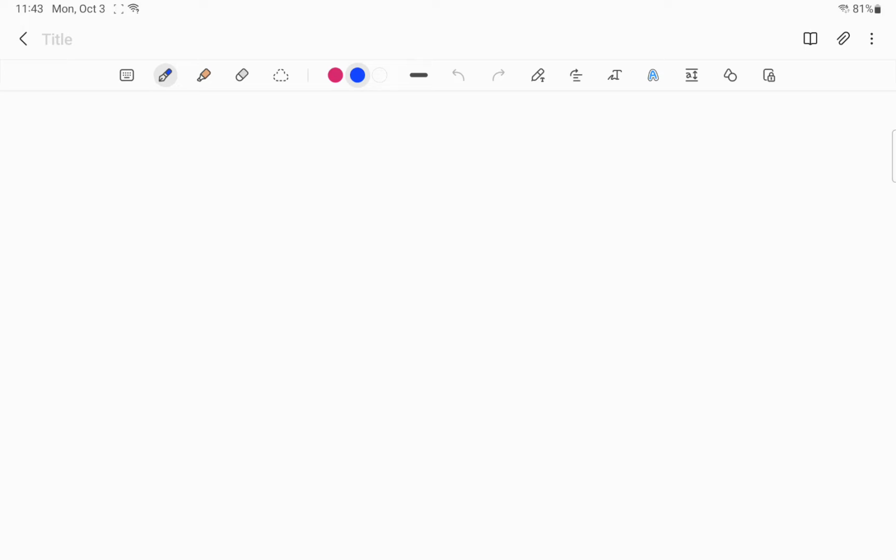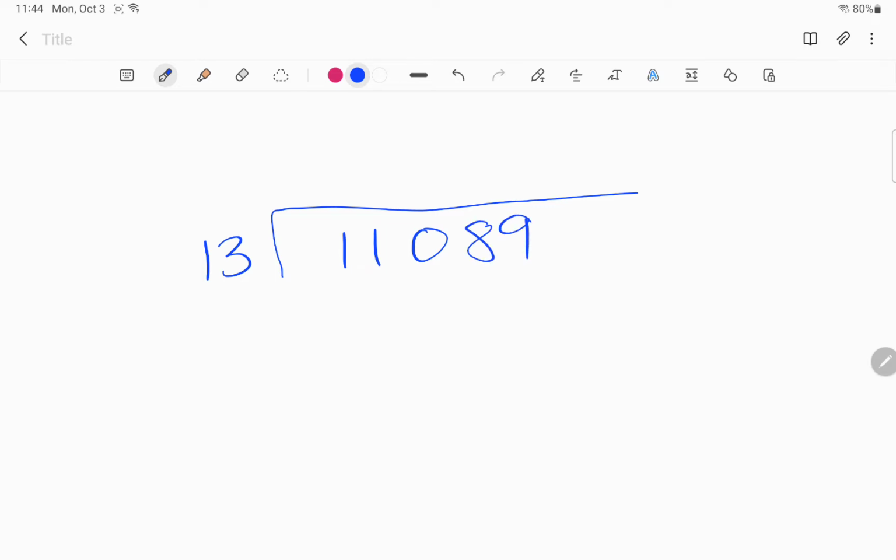All right, so the first one's just a long division problem. In here we have the dividend, right here we have the divisor, and this is the quotient. So we're looking for the quotient. Your divisor is 13. Your dividend is 11,089. I'm going to leave the comma off just because I don't like to put that in the dividend because sometimes it messes up and looks like a decimal.